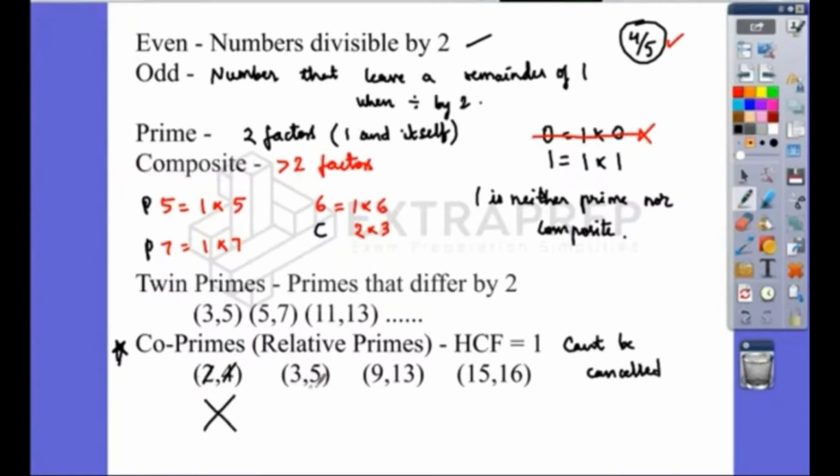3 and 5, you cannot cancel anything. So they are co-prime. 9 and 13, you cannot cancel anything. They are co-prime. 15 and 16, you cannot cancel anything. They are co-prime. So see, look at the examples that I've given you. I've given you 2 prime numbers, 1 prime and 1 composite number, and I've given you 2 composite numbers also. So there is no rule that co-primes should be primes. Co-primes can be any numbers, but as long as they cannot be cancelled, they are said to be co-prime or relative prime. So cannot be cancelled is said to be co-prime. Remember that, because we'll have to use that while finding LCM and HCF.